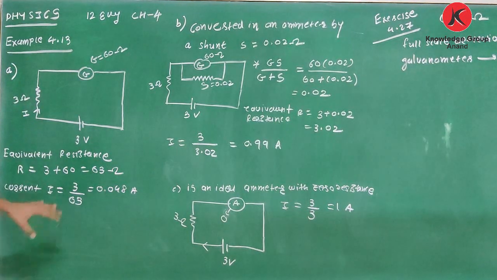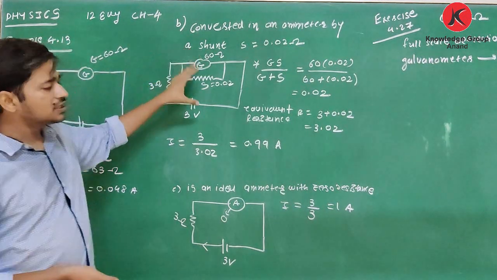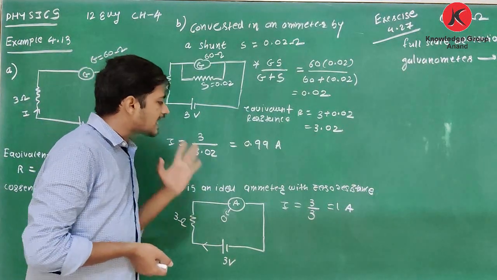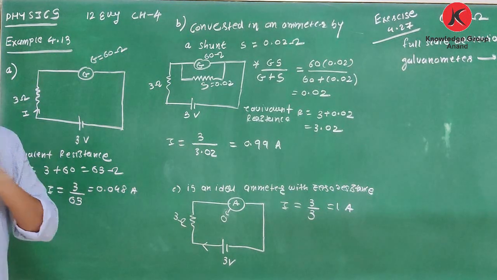So yes, in question A, only the galvanometer is used. In question B, that galvanometer is shunted by 0.02 ohm. And in question C, you have to take an ideal meter. So in each and every question, you can compare answers.